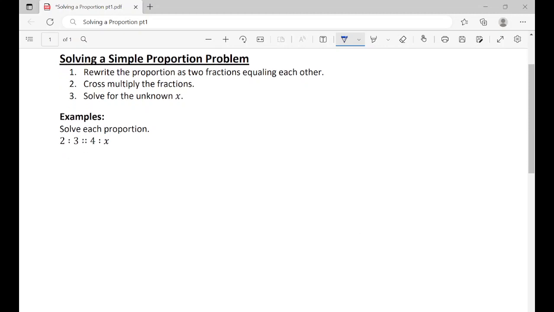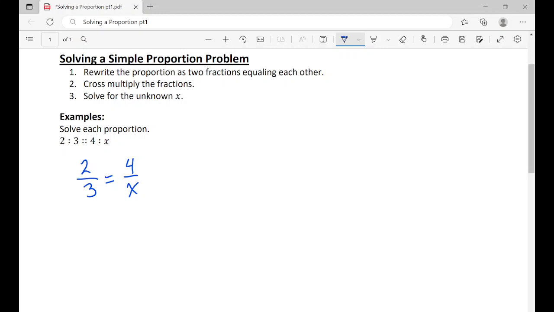So, we have the proportion problem 2 to 3 as 4 to x. So first thing is we're going to write this as two fractions. So this first part, 2 to 3, is going to be written as 2 over 3. The double colon is going to be written as an equal to sign. And then 4 to x is going to be written as 4 over x.